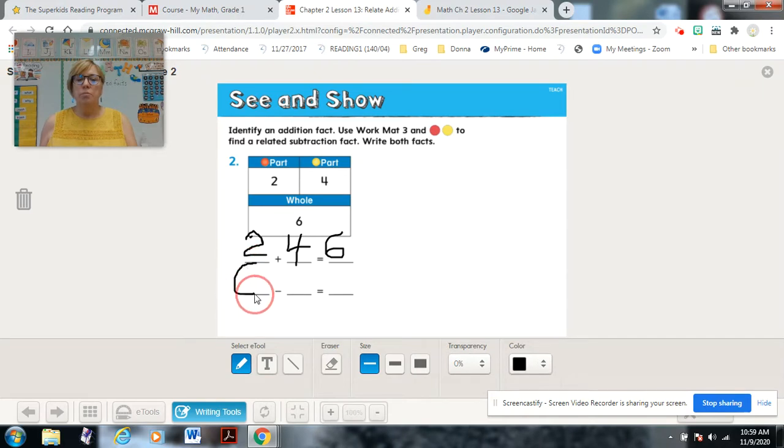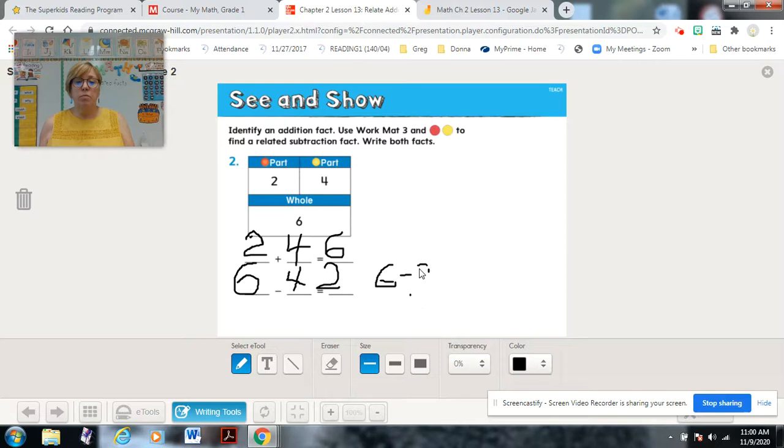The largest number is 6. And this time we can take 4. And then it equals 2. Now, if you happen to do 6 minus 2 equals 4, you're correct there as well. Because remember, there's 2 subtraction number sentences. Okay, so either one, you could have written this one instead. All right, 6 minus 2.